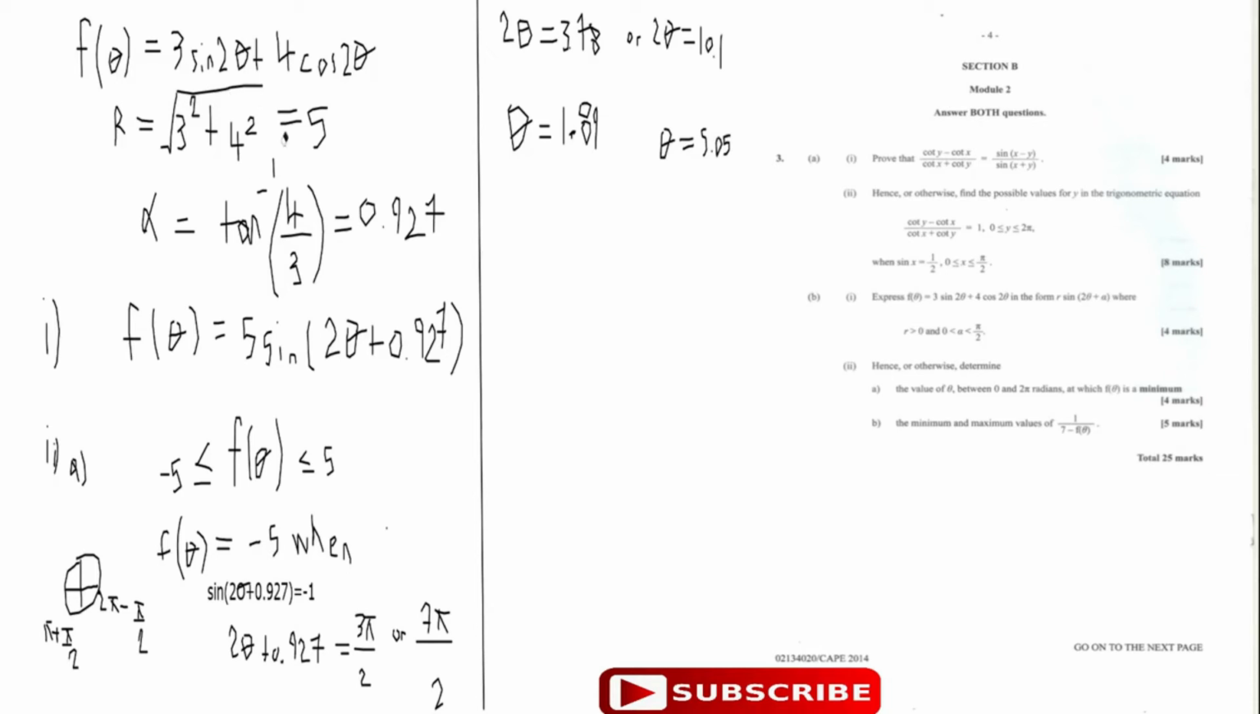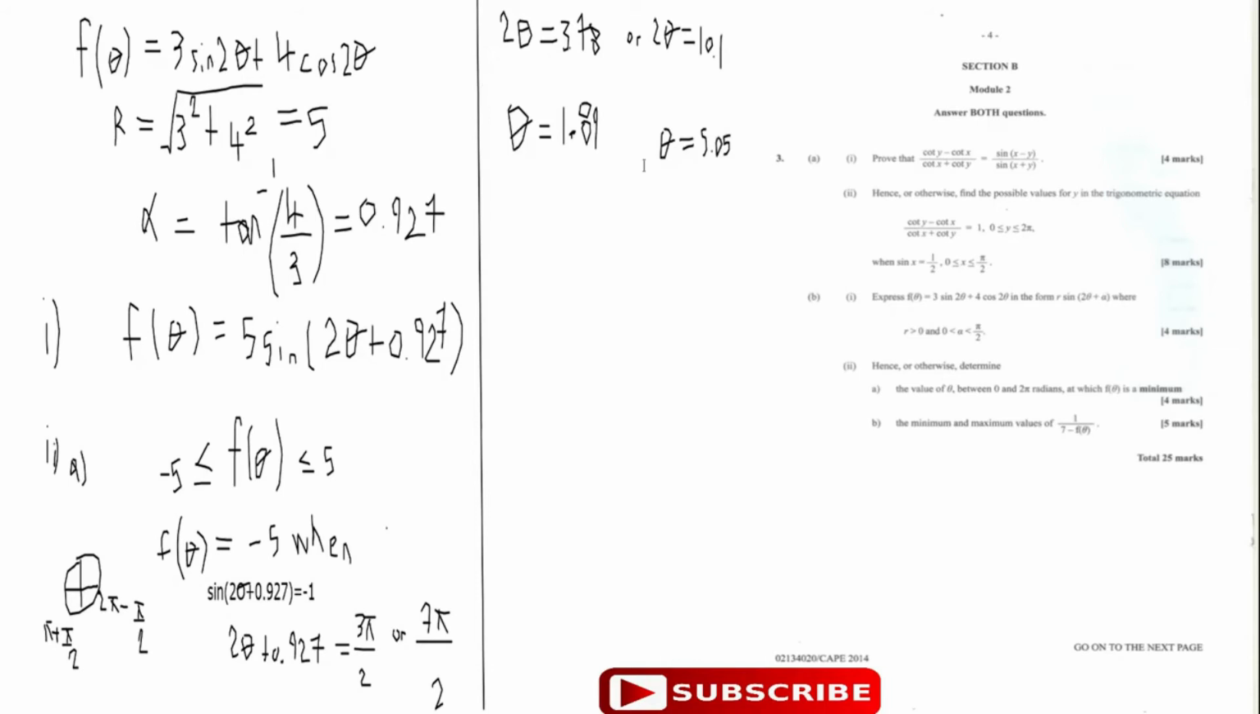3 sine 2 times 1.89. 2 times 1.89, 3 sine that, plus 4 times the cosine of 2 times 1.89. I get my -5 for this. I'm putting 5.05 as well. You get 3 sine plus 4 cos. I get my -5. So both of these are fine.